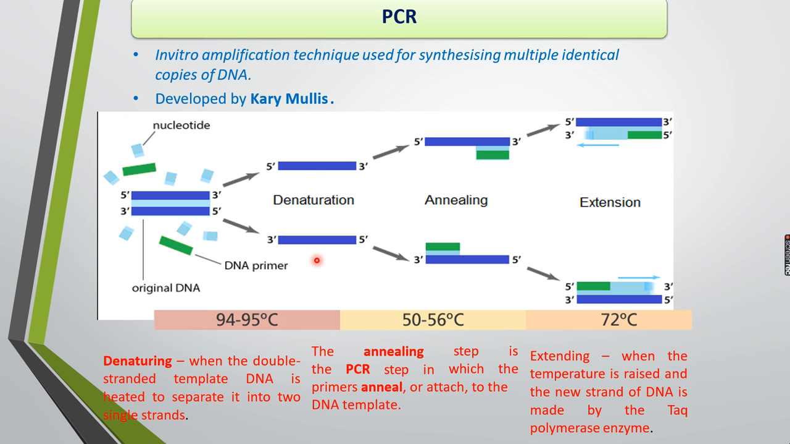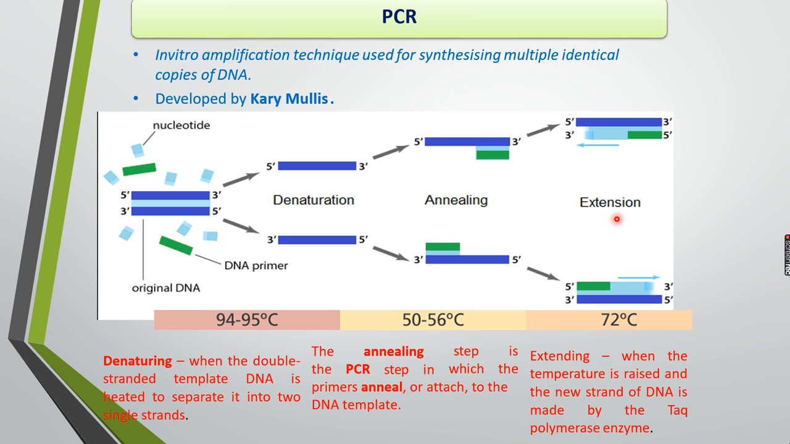Denaturation: the double stranded template DNA is heated and separated into 2 single strands. Annealing, renaturation: the temperature is reduced to 50 degrees Celsius. So what will happen? Here you can see the primer gets attached to one end of the single stranded DNA. This is one DNA template, and another DNA template, separated here. So here you can see the primers anneal or attach. Annealing is attaching by means of cooling or reducing the temperature.